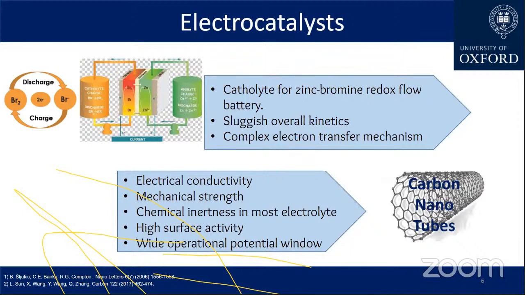And the most important thing is the chemical inertness of the carbon nanotubes, because bromine, as we all know, is very corrosive. So we need an electrocatalyst that can withstand this corrosive nature of bromine as well. Hence, in my study, I have used carbon nanotubes as my electrocatalyst.